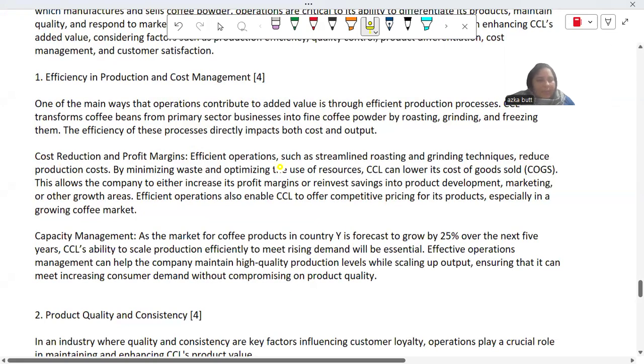Efficient operations, such as streamlined roasting and grinding techniques, reduce production costs by minimizing waste and optimizing the use of resources. CCL can lower its cost of goods sold. This allows the company to either increase its profit margins or reinvest savings into product development, marketing, or other growth areas. Efficient operations also enable CCL to offer competitive pricing for its products, especially in a growing coffee market.